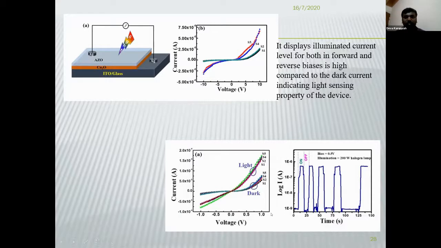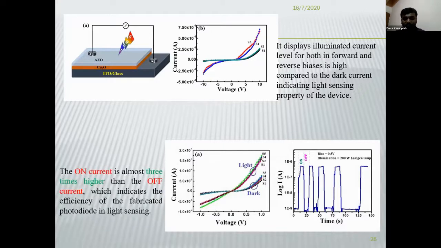After that, I measured the photosensing response with respect to time using a 200 watt halogen lamp. This is for the fifth sample, the methanol solvent prepared AZO thin film. In that case, the on current is almost 3 orders higher than the off current, like from 10^-9 to almost 10^-6. So it is 3 orders higher than the off current, which shows good sensing behavior of the photodiode.